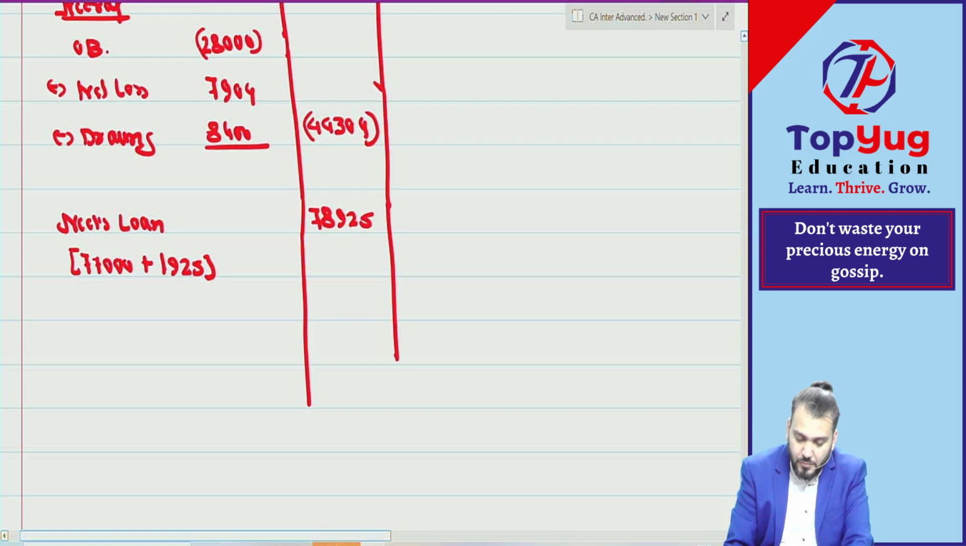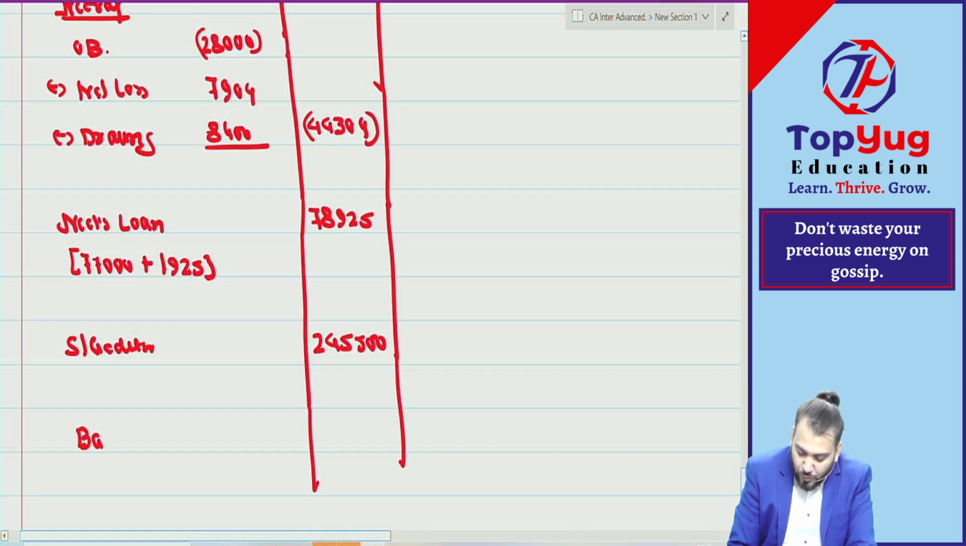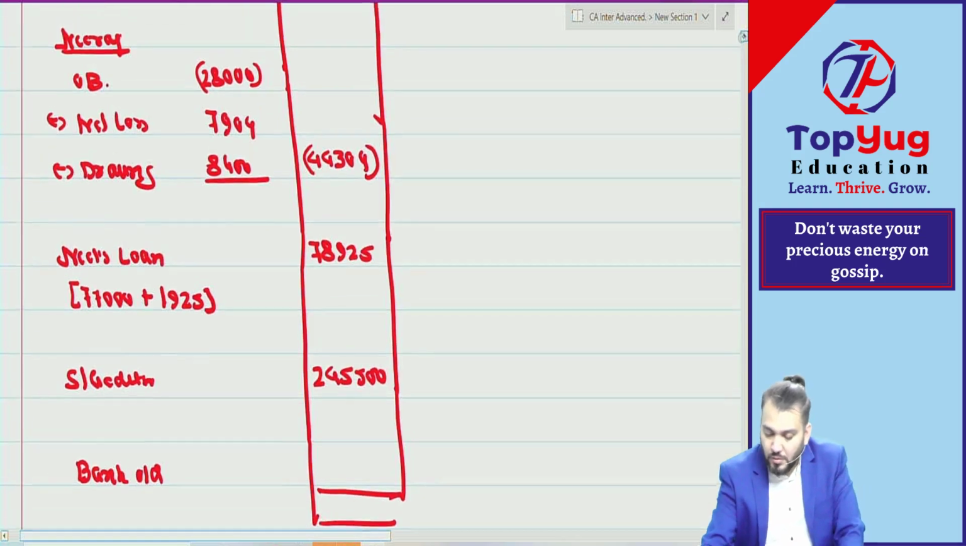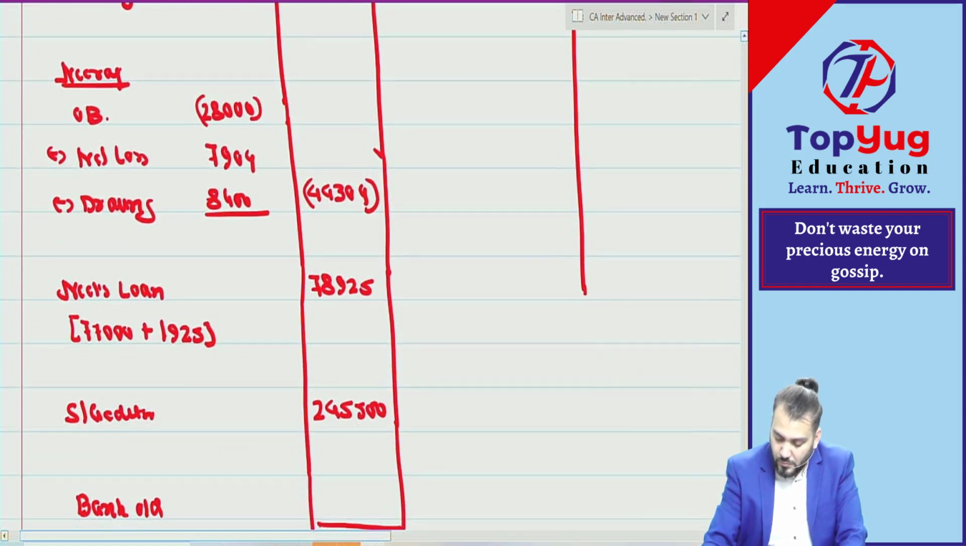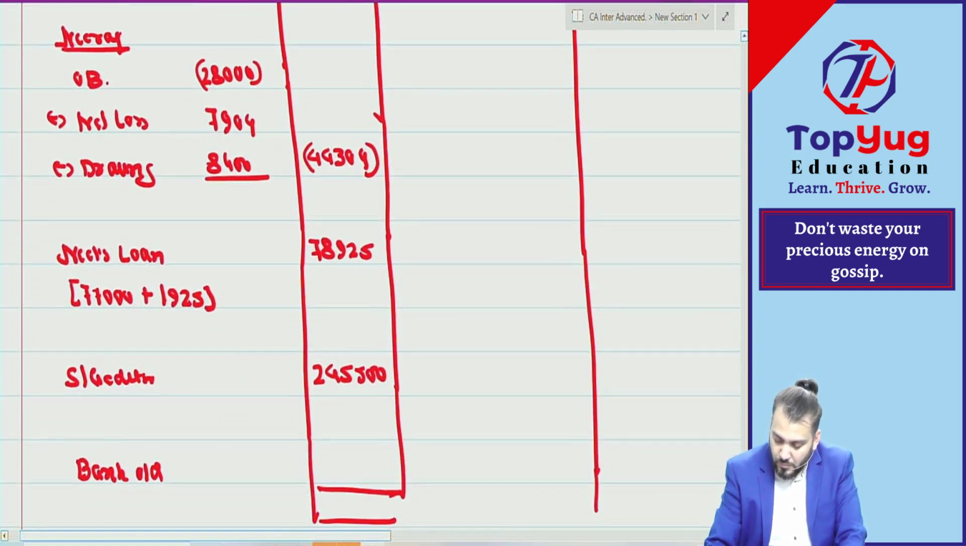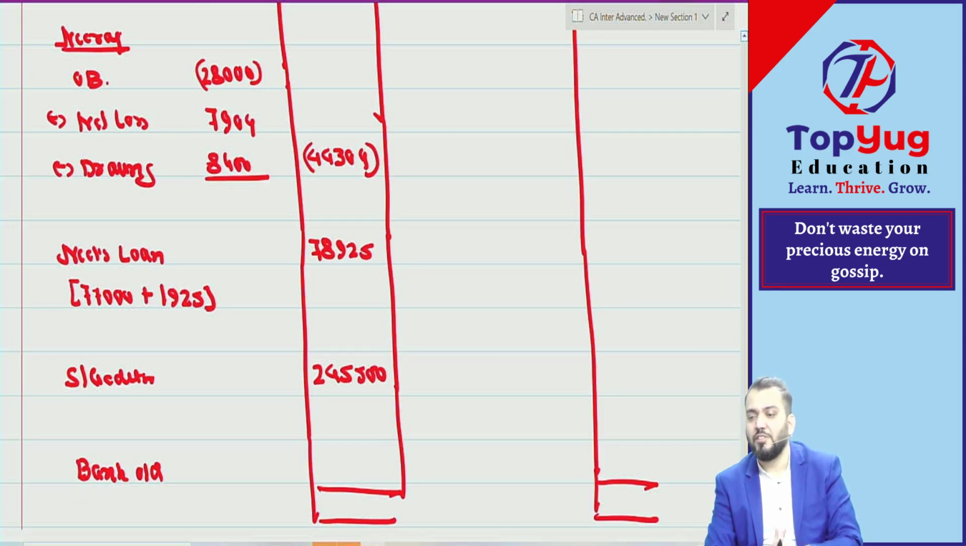78,925. Correct. Then sundry creditor how much? It is given, new book value is given, 2,45,500. Bank overdraft, what is the new book value? What is the bank overdraft new book value? How much? 1,05,000. Everyone just try to understand.